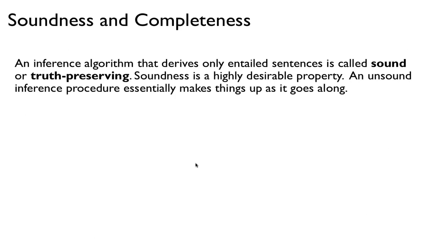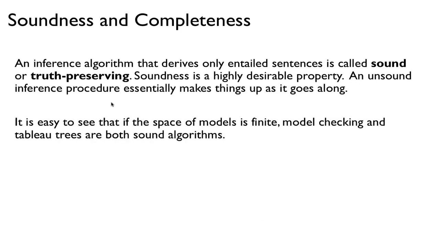An inference algorithm that derives only entailed sentences is called sound, or truth preserving. Soundness is essentially saying that our algorithm can only derive conclusions that are actually entailed by the knowledge base. An unsound algorithm would be one that makes up its own rules as it goes along and doesn't really give us sentences that are actually entailed by a knowledge base. And it's easy to check that if you have a space of finite models, like a finite number of symbols, then model checking and Tableau Trees are both sound algorithms.